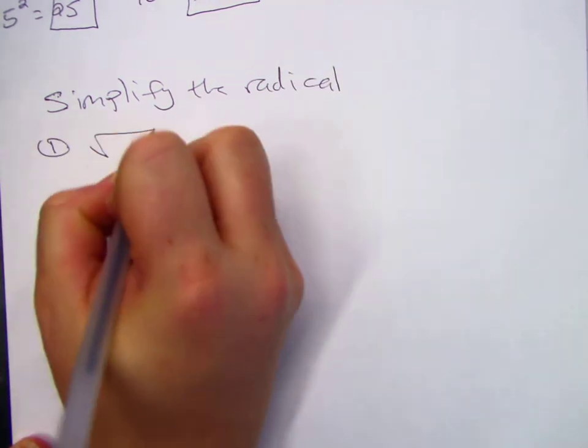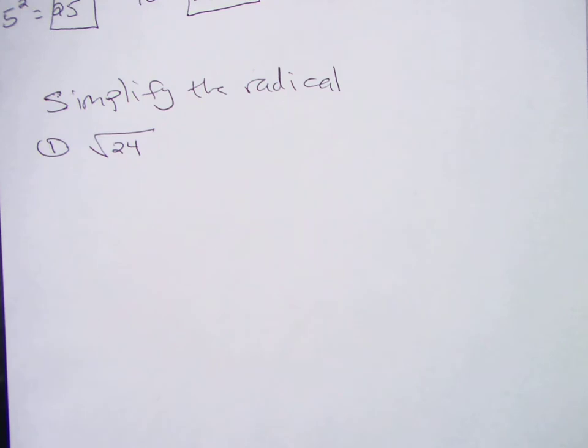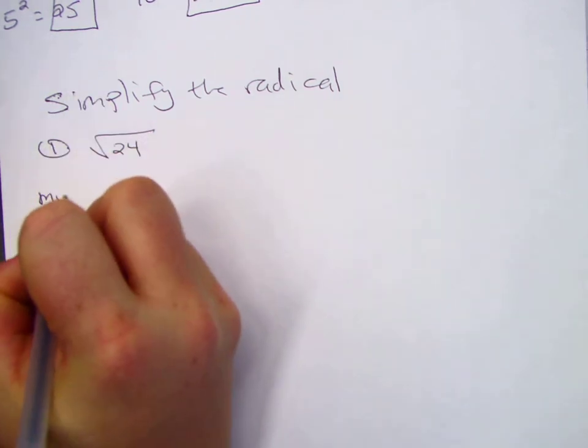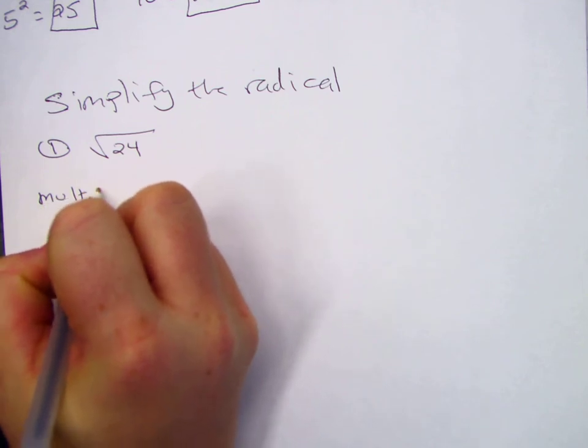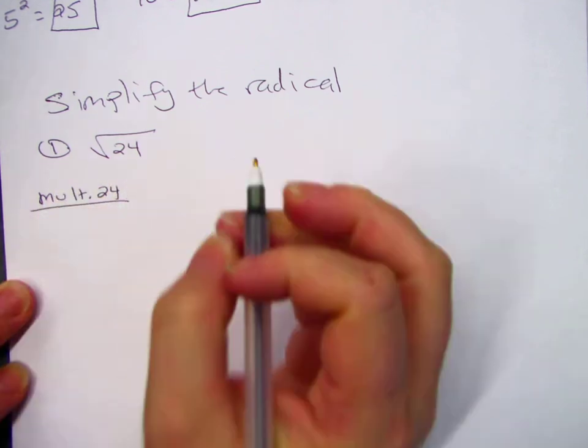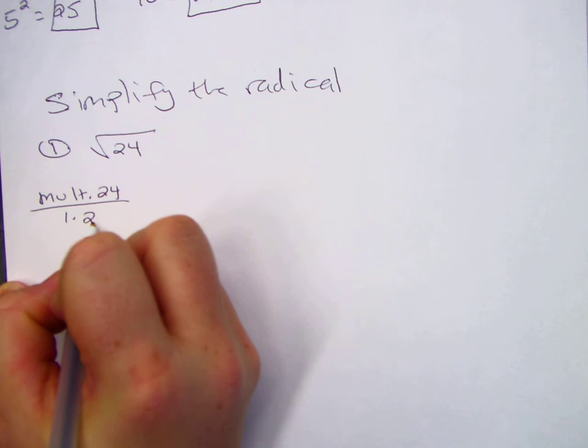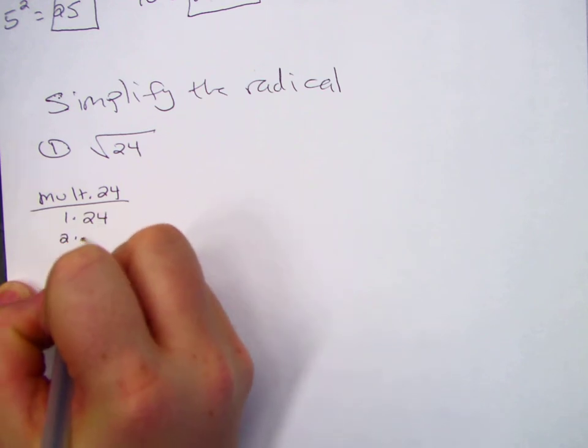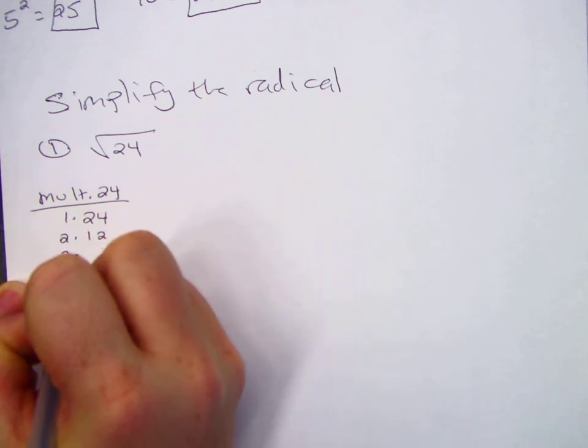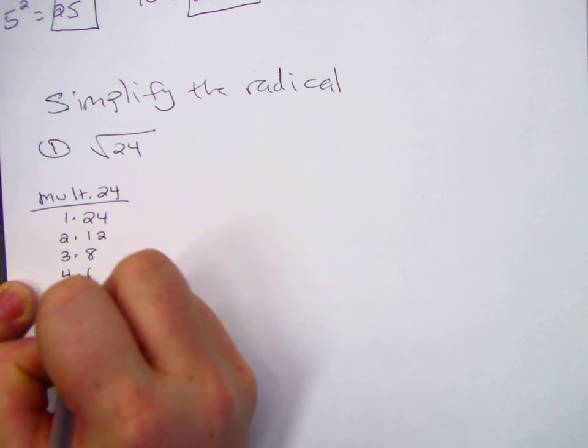Number 1, radical 24. So we don't know the square root of 24. What we want to do is see, is there a perfect square inside of 24? So we're going to make our multiply chart, not the combined side, just the multiply. What multiplies to 24? 1 times 24, 2 times 12, 3 times 8, and 4 times 6.